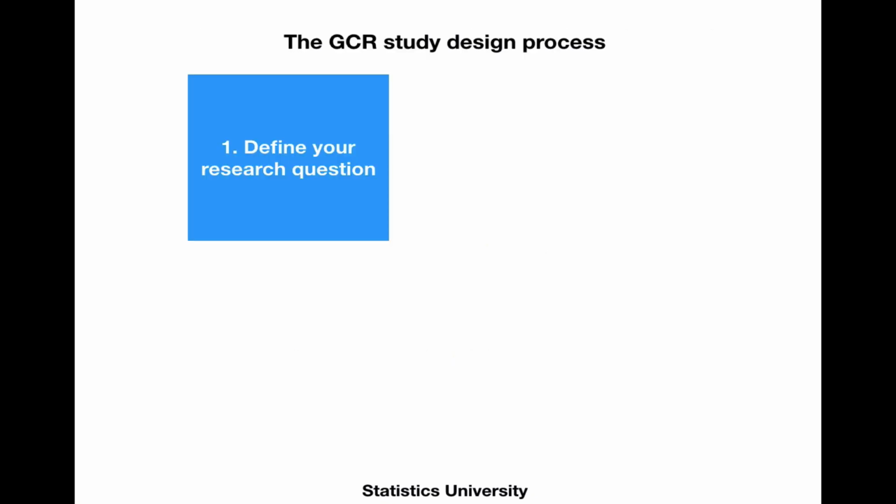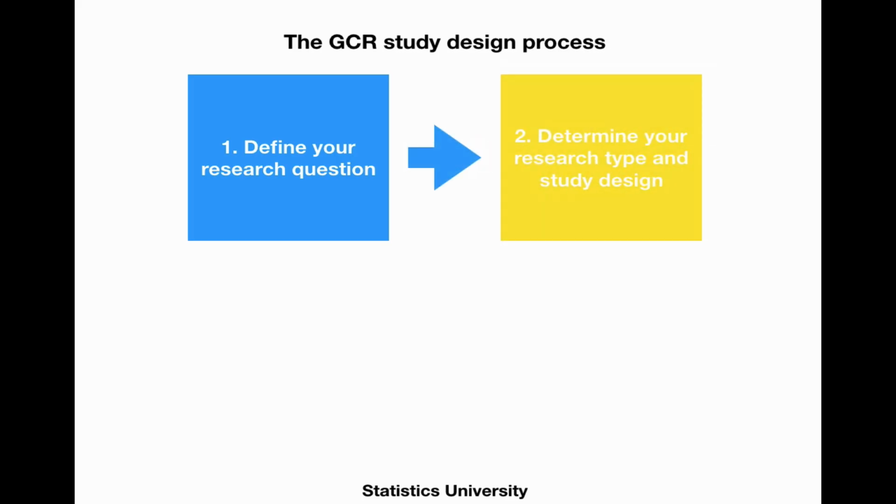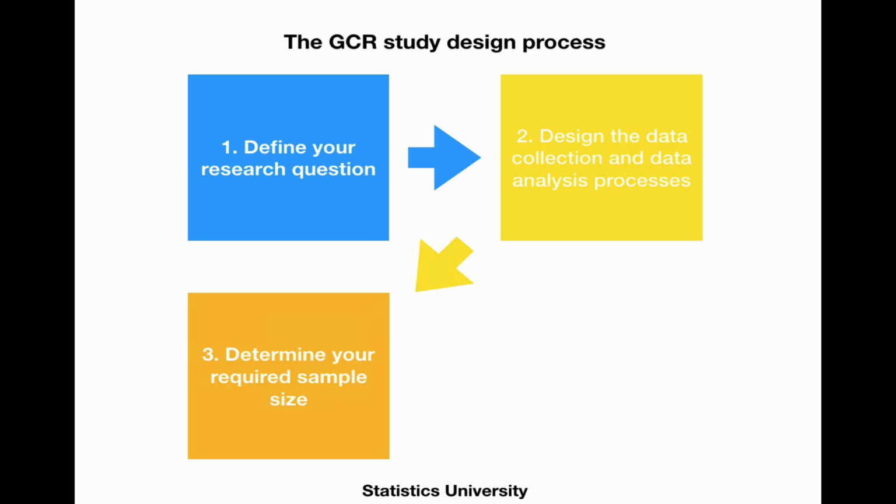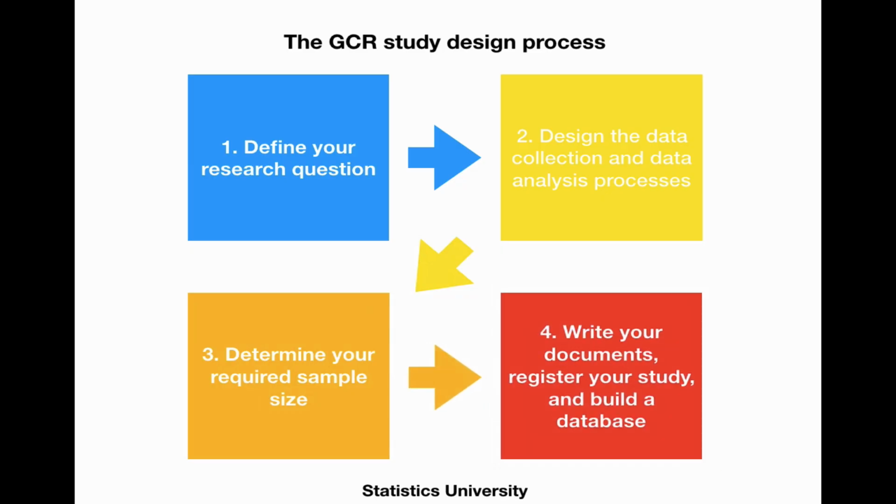So let's start with the GCR study design process. The first step when you want to do clinical research is to define your research question. The second step is to determine your research type and your study design. And study design can actually be subdivided into the design of the data collection and design of the data analysis. Once you've done that, you need to determine your required sample size, and then write your study documents, register your study, and build a database.